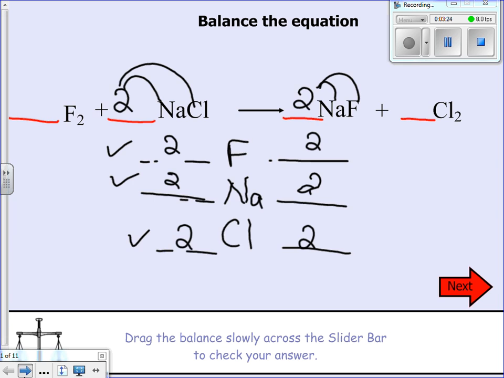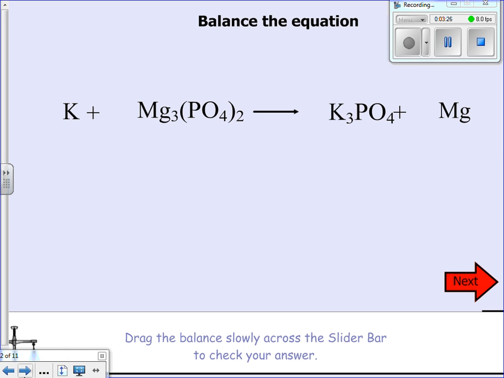Let's look at another sample problem. We have potassium plus magnesium phosphate produces potassium phosphate and magnesium. Again, the only thing we can do is put numbers in front of each element or compound. So let me list them all.